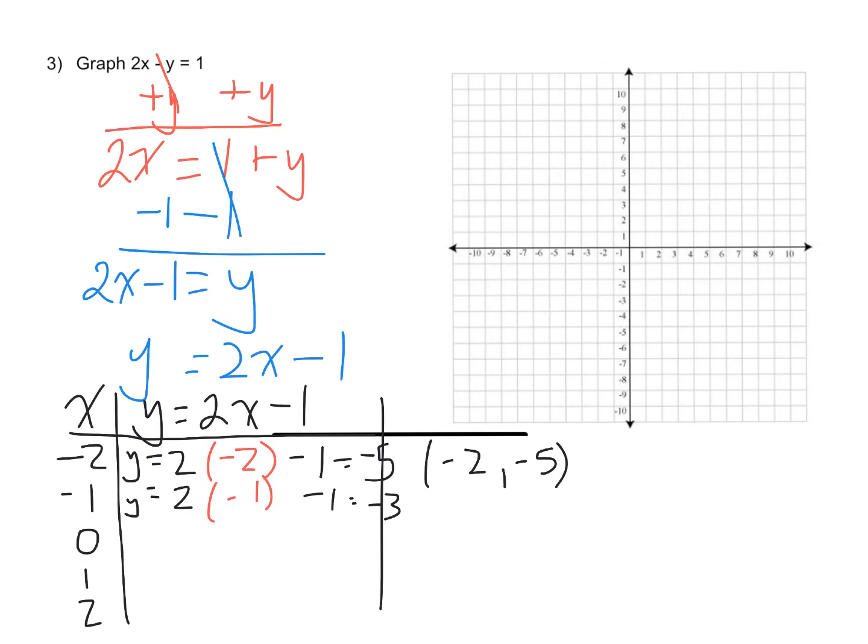I'm hoping that this is making sense to you guys. That was a terrible bracket. Sorry, it's very hard to draw with my finger. Negative 1 comma negative 3, close bracket.